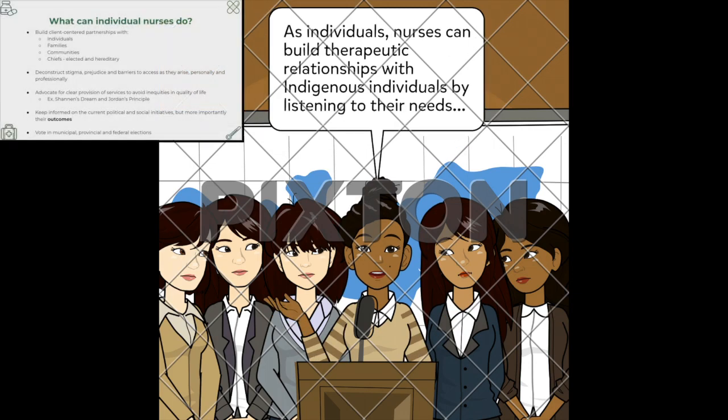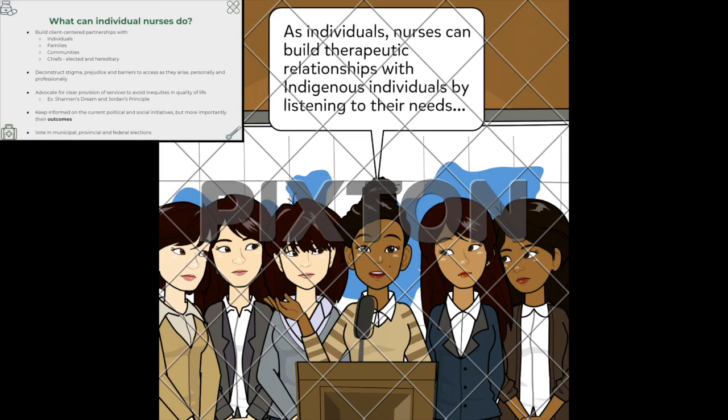As individuals, nurses can build therapeutic relationships with Indigenous individuals by listening to their needs to see the individual as a whole, understand their perspectives, increase individual participation, and establish respectful, trusting relationships that are the seeds from which self-determination and empowerment can grow. These relationships can further flourish by creating caring, healing relationships with communities, hereditary and elected chiefs, while establishing partnerships to focus on addressing Indigenous needs.